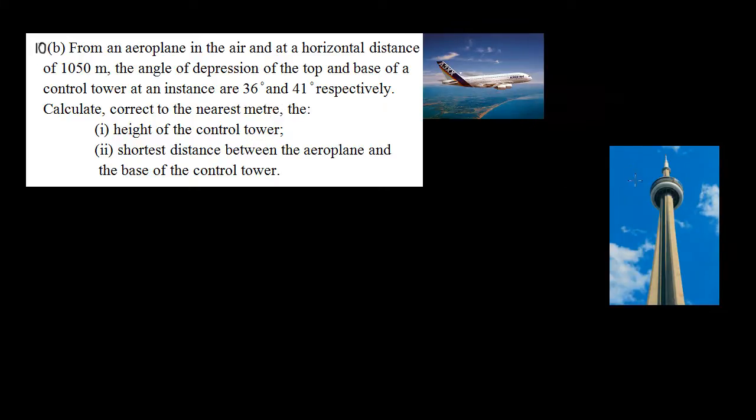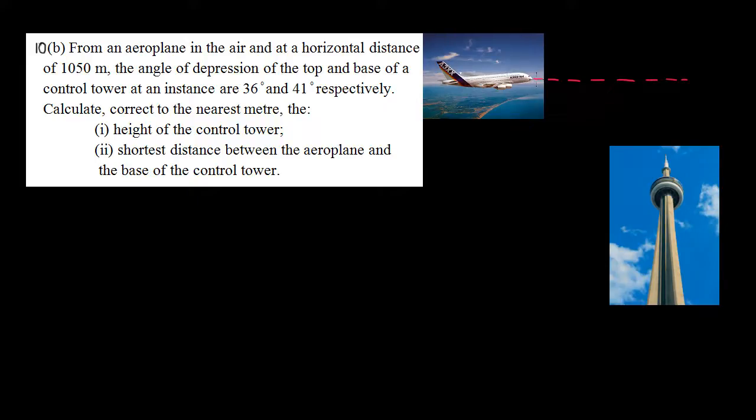Now, the control tower is just a building at the airport, a very tall building at the airport from which the movements of air traffic are controlled, something like this. All right. So this says that from an aeroplane in the air and at a horizontal distance of 1050 meters, it means that the horizontal distance between the aeroplane and the control tower is 1050 meters.